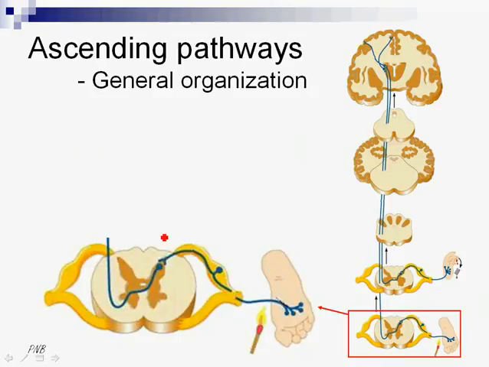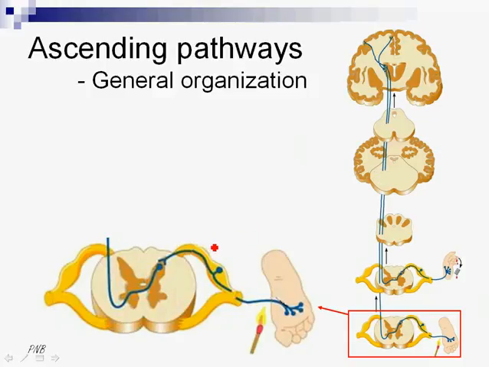The first one is situated in the dorsal root ganglion, which is here. It introduces itself into the spinal cord where the second neuron is situated. It can actually be situated, as we will see, anywhere within the spinal cord or up to the medulla oblongata.